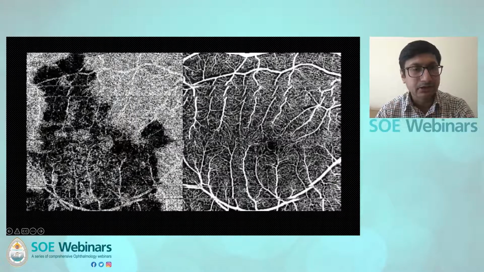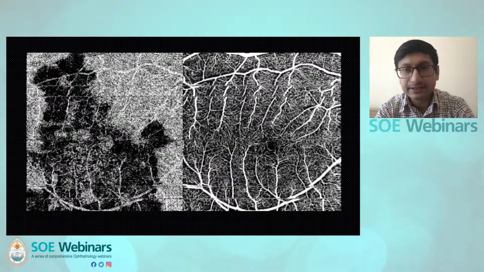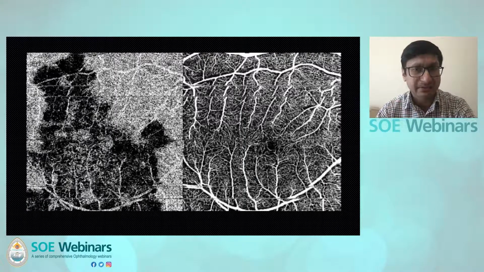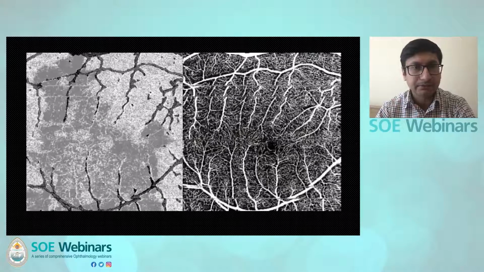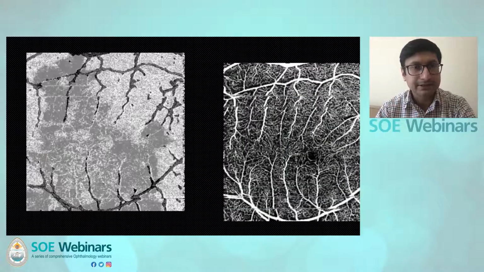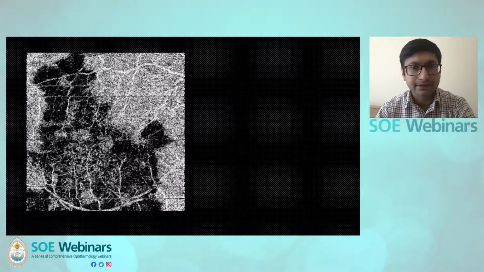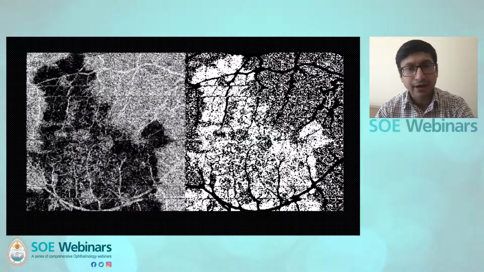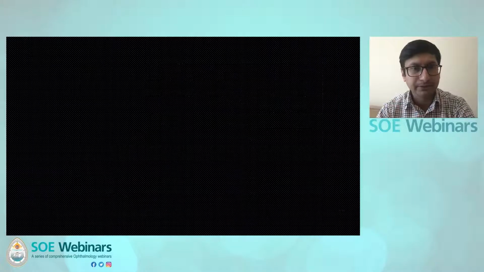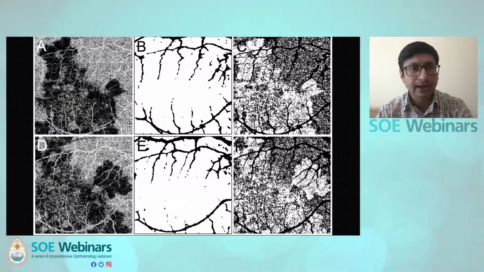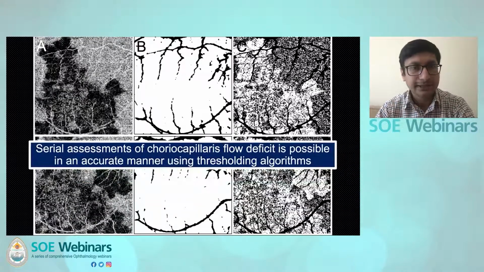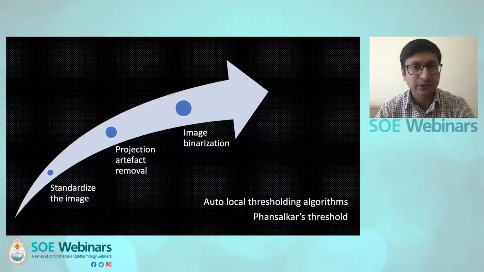Now, this is a patient which has a flow deficit area in the choriocapillaris layer. And you see that first and the most important step is to subtract the superficial capillary plexus so that you remove all the vessels which are appearing from the superficial capillary plexus. You take it out and then you go ahead with your choriocapillaris analysis. And once you binarize, you have an effective area which can be measured. And you can use these imaging at baseline and follow-up. And you realize that you can actually look at the lesion if it's increasing in size or decreasing. So serial assessment is possible using various thresholding algorithms.